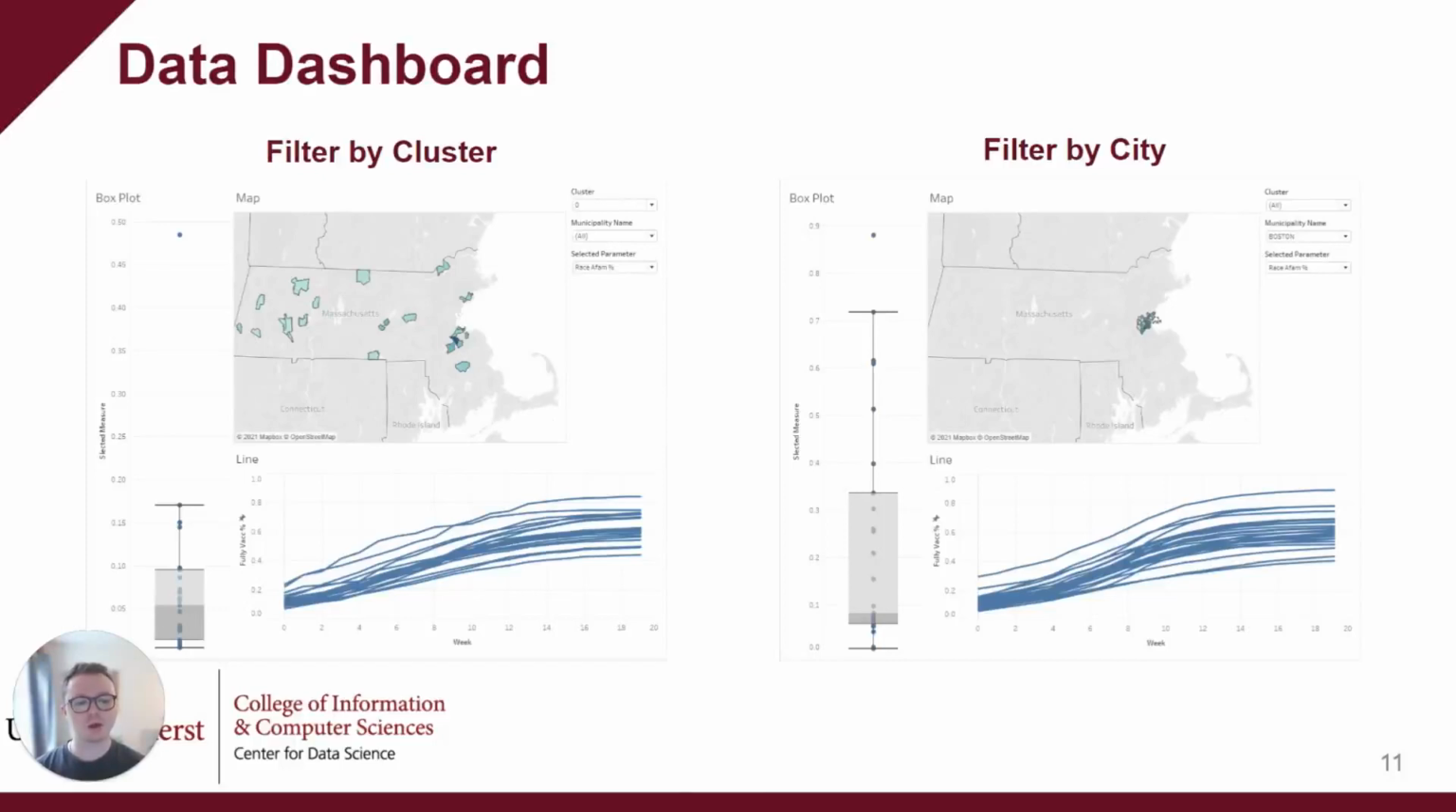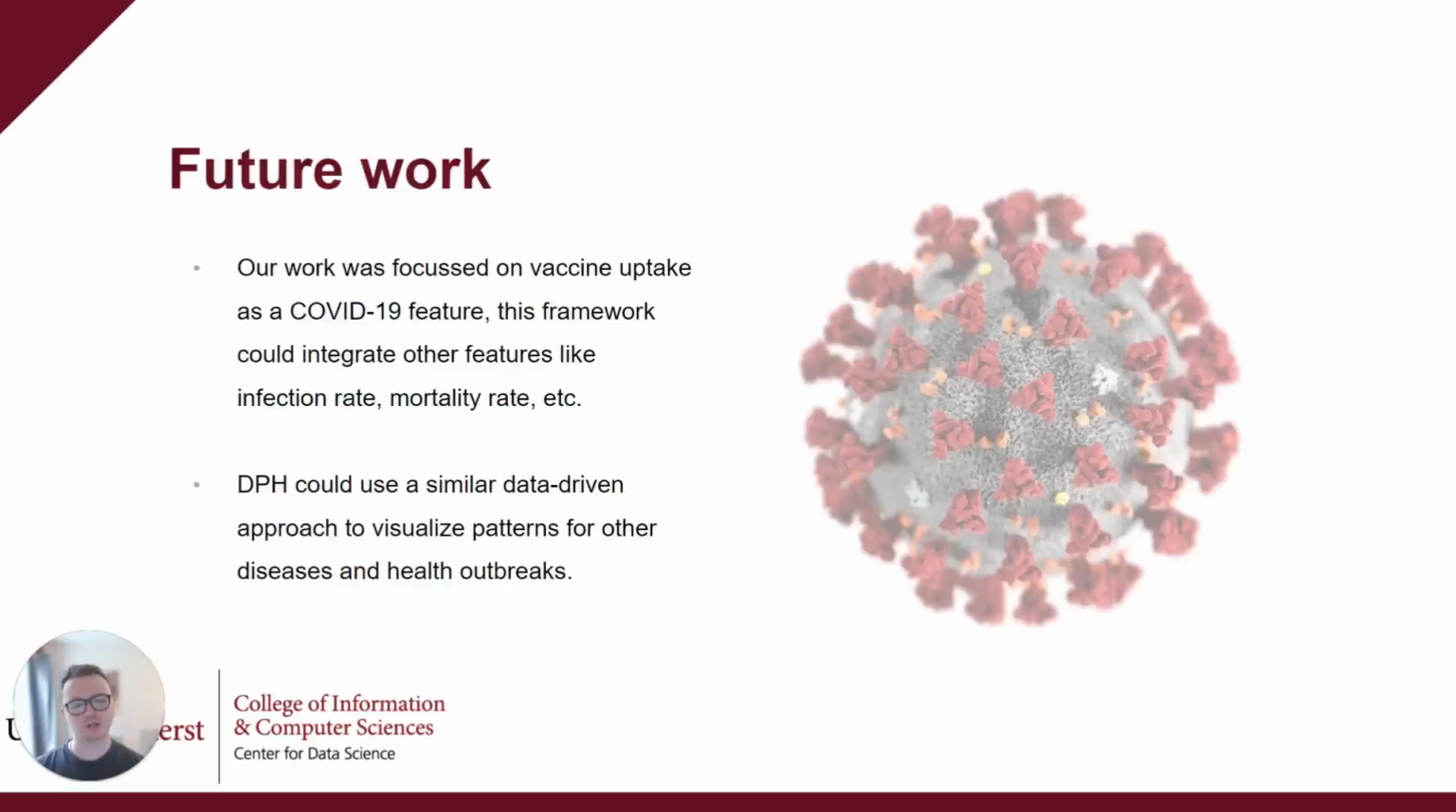The box plot on the left can show the spread of a feature in the group selected, and the bottom graphic can show a health outcome over a period of time, such as COVID vaccination rate over a number of weeks. In the future, we'd like to expand this project to other health outcomes, not just COVID vaccination rate. There are many other things that this framework can help give meaningful insight to, both COVID outcomes and non-COVID outcomes.